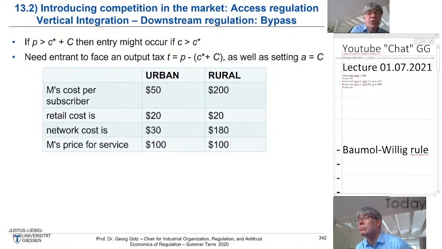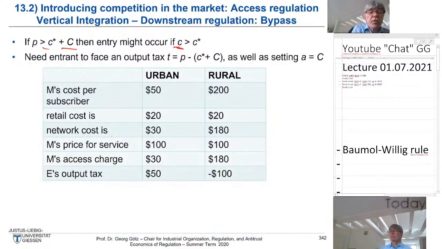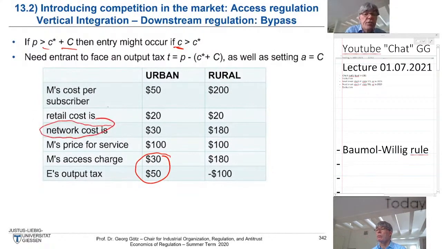Okay, suppose here same setup as previously. If the price is larger than C star plus C, of course, entry might occur even if the entrant is inefficient. And the point is, in order to help this here, we need both an output tax and a network charge. Now, the point is here, suppose you had our previous access charge of 80. With this access charge of 80, everyone who has network cost below 80 could have entered here, if this company has a retail cost of 20. Okay, that's rather straightforward, yeah, because you have 70 and 20, so you could enter the market.